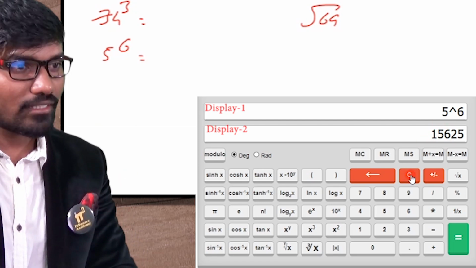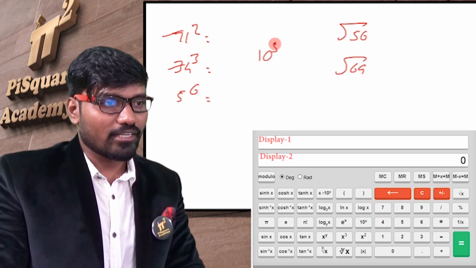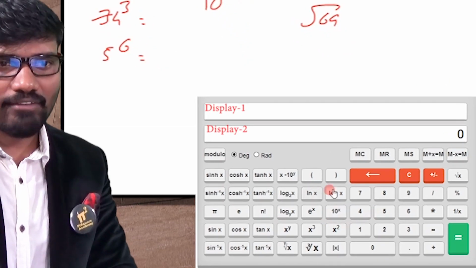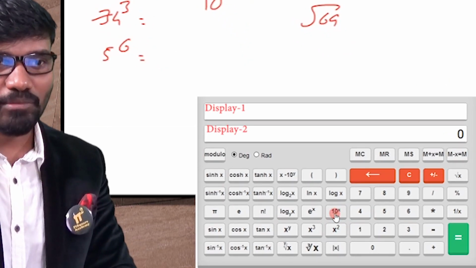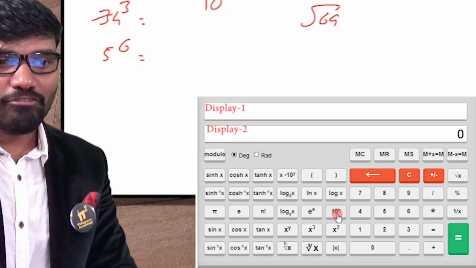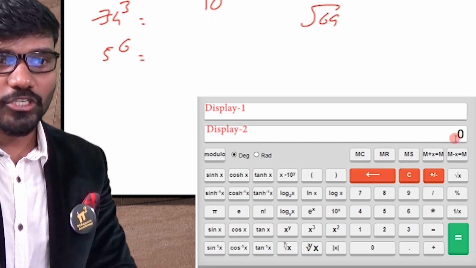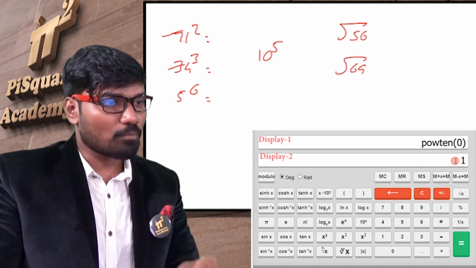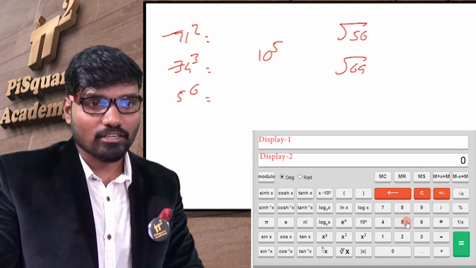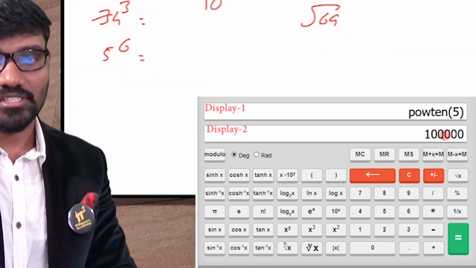Alright, let's clear it. Let's perform some other operation now. 10 to the power 5. In this, do we have any 10 to the power directly? Yeah, there is something over here: 10 power x. Now if I hit this 10 power x right now, what will happen, tell me? It will take 0 as x, it will perform 10 power 0. That's 1, alright? But I want to perform 10 power 5, so I'll enter the value of 5 first, then 10 power 5. That's what you can see in the result, okay?